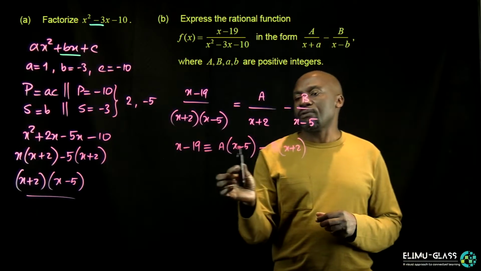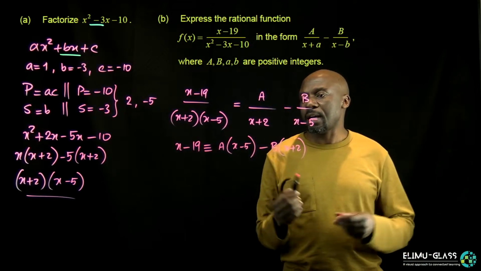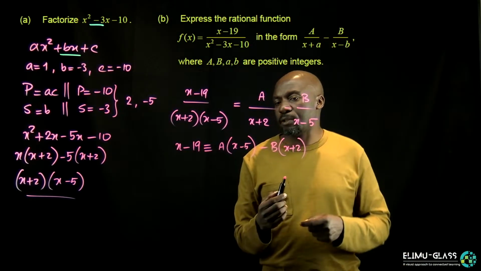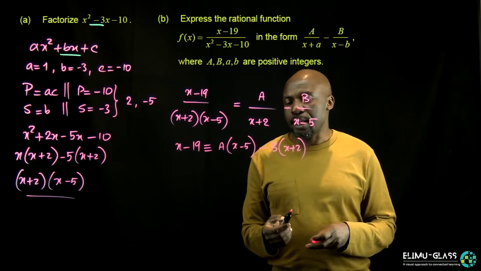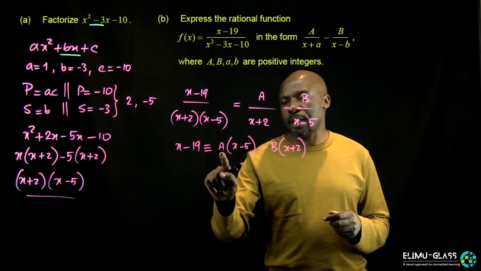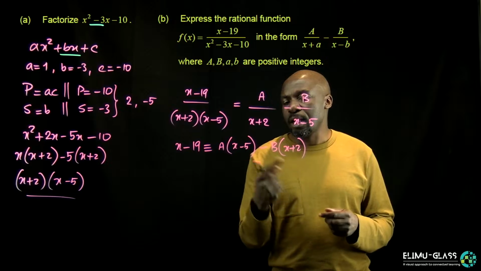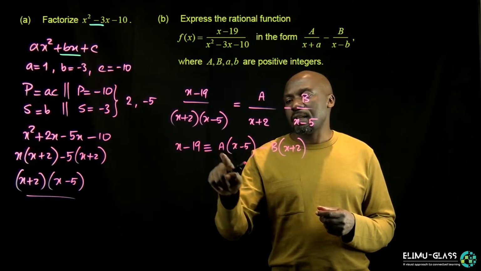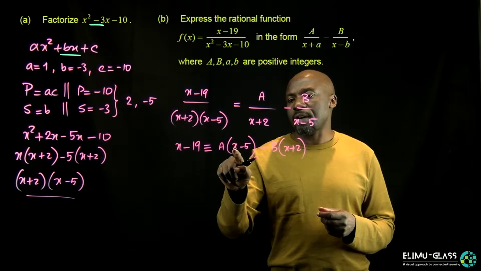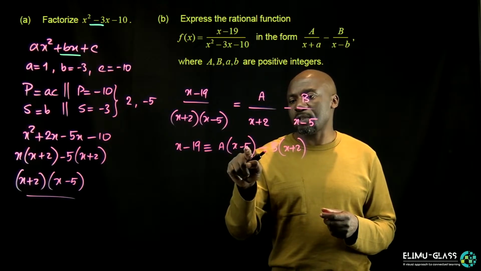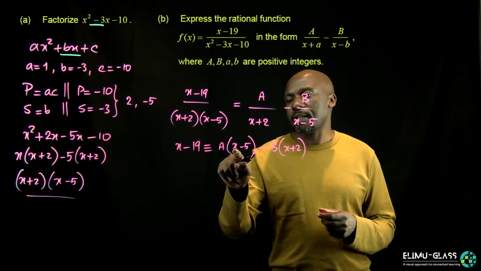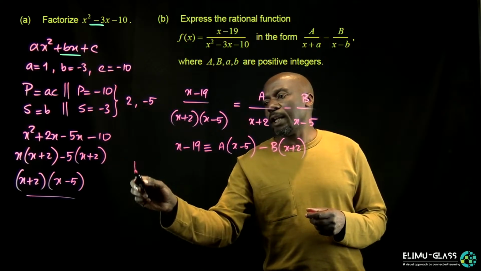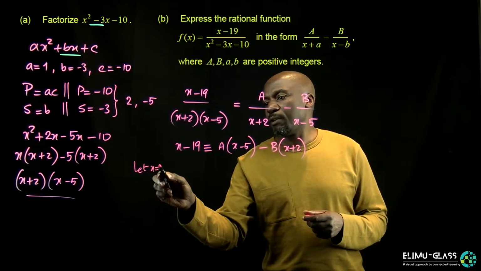All right. Now, to find the values of a and b, there are two methods, but the easiest method here is, of course, to simply eliminate one value, eliminate a and find the value of b, and then eliminate b and find the value of a. To eliminate a, we need to make this a 5. We need to turn this bracket into a 0. So to do that, x needs to be 5. So we let x be 5.